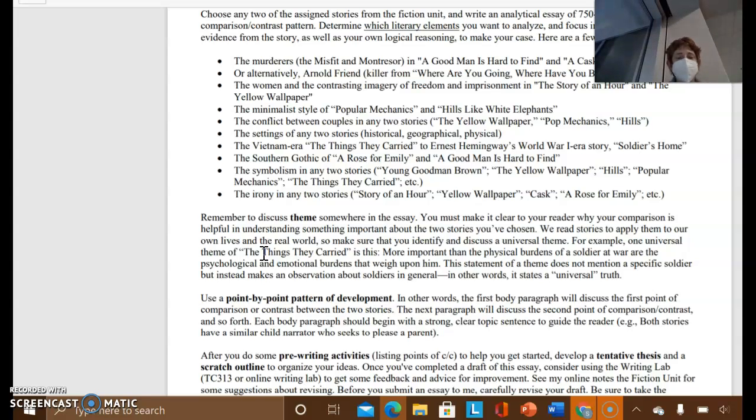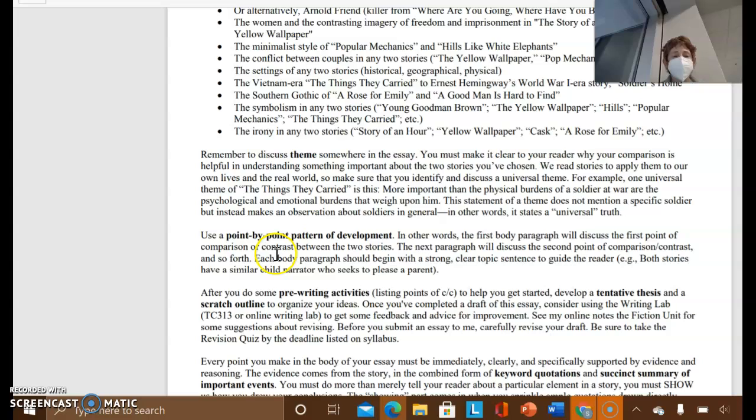For example, one universal theme of The Things They Carried is this: more important than physical burdens of a soldier at war are the psychological and emotional burdens that weigh upon him. This statement of theme does not mention a specific soldier, but instead makes an observation about soldiers in general. In other words, it states a universal truth. To recap, remember to discuss theme somewhere in your essay.